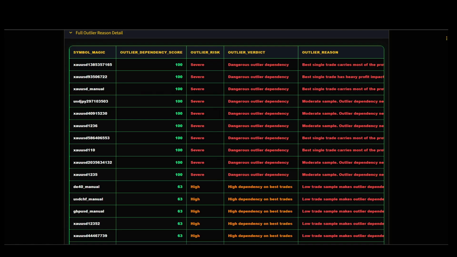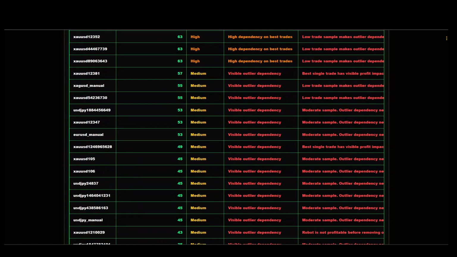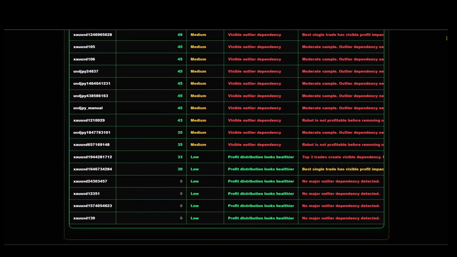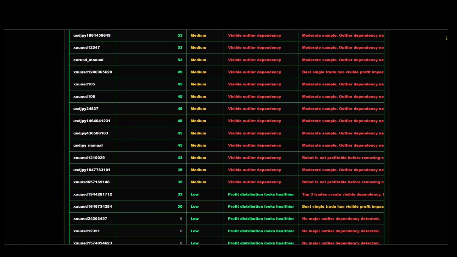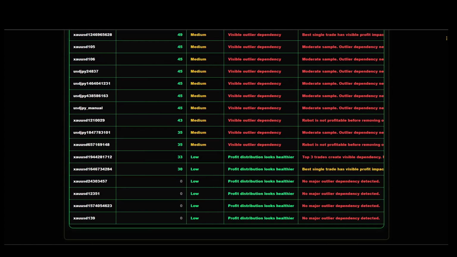Some robots are flagged because one single trade carries most of the profitability. Others are flagged because the sample size is too small, or because a few trades create too much structural dependency inside the result. And at the top here, you can clearly see that a large part of the portfolio falls into severe dependency pressure. But when we continue further down the table, the picture also becomes more balanced. Now we start seeing medium dependency classifications, visible dependency warnings, and eventually even low dependency structures with healthier profit distribution. So this layer is not simply trying to destroy every robot. It is trying to separate fragile profitability from healthier profitability distribution.